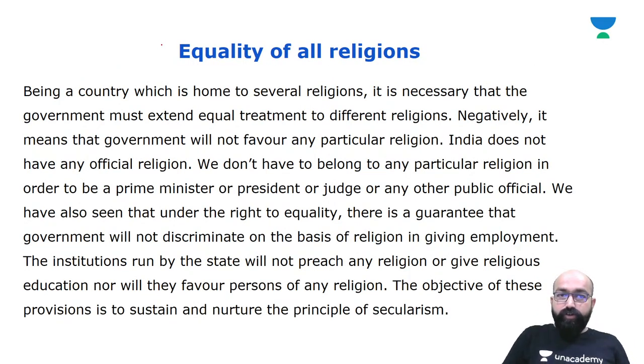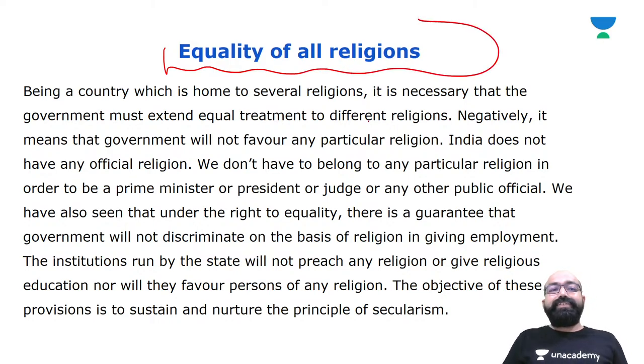Equality of all religions. Next is equality of all religions. Being a country which is home to several religions, it is necessary that the government must extend equal treatment to different religions. Negatively, it means that government will not favor any particular religion. So India does not have any official religion.